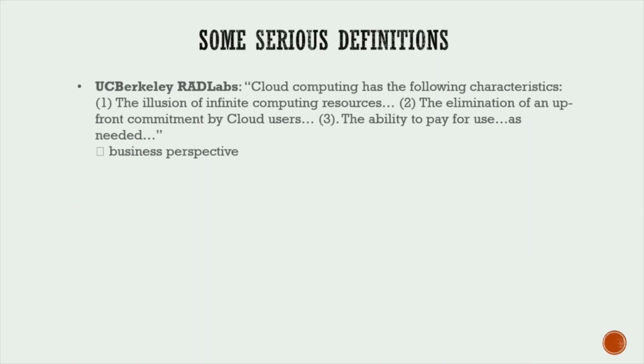For example, this one comes from the University of Berkeley, one of the top research labs in the world, and they had a semi-complete definition of cloud computing. To call anything cloud computing, it should have the following characteristics. It should give users the illusion of infinite computing resources. For example, when you're using cloud services hosted in a data center, you should feel that you have an unlimited amount of resources and services and it will never finish.